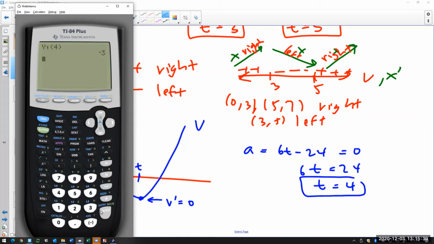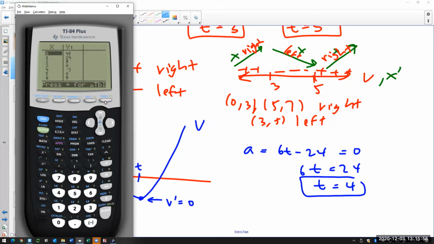What if I ask you the speed? What's the speed at that time? 3, exactly. The speed is just the absolute value of velocity. Some of you guys might have gone to your table, and I think that would have worked too. If you went to your table and looked up 4, does that make sense? You could also see that your velocity is -3.